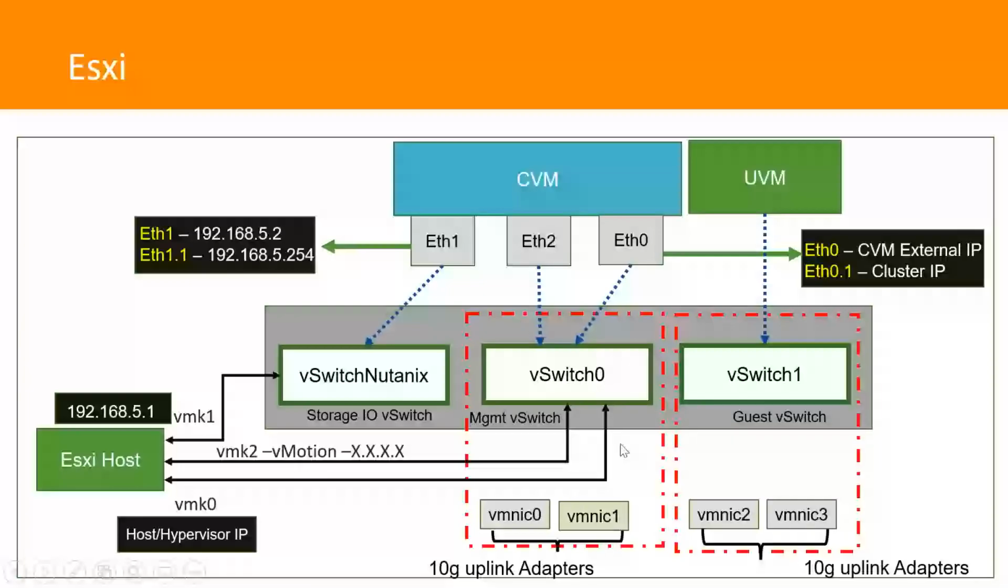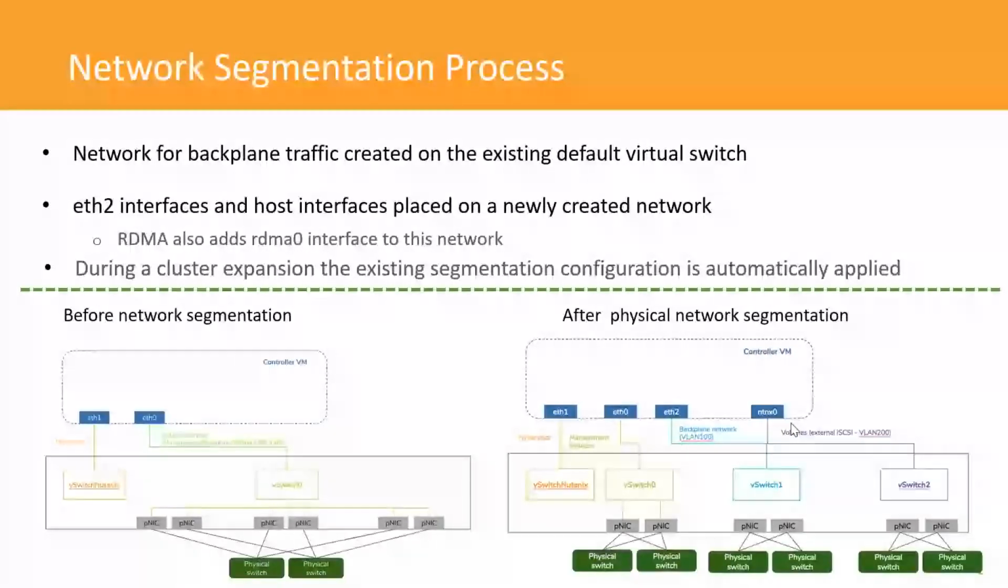This is the old design. Now E2 itself will have a separate vSwitch, and E0 will also have a separate vSwitch. Then for guest VMs we place a separate vSwitch. So in total you get four vSwitches: one for internal, one for management, a third for infrastructure, and a fourth for guest VM traffic.